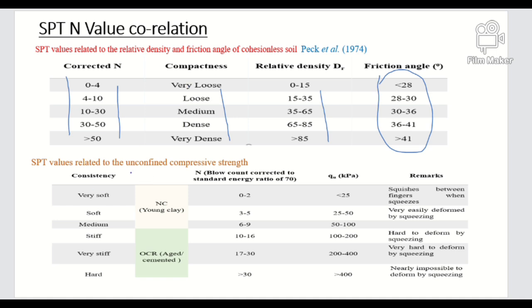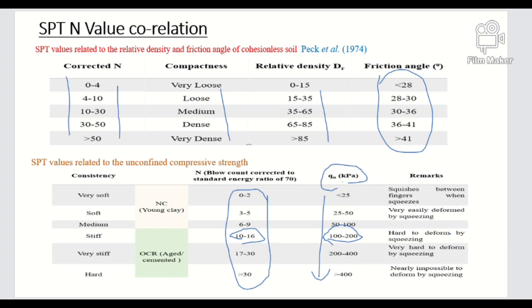If SPT is conducted on clay, we can see that as the SPT N value increases, the undrained strength also increases. If it is greater than 10 and 16, it can be 100 to 200 in kilopascal.